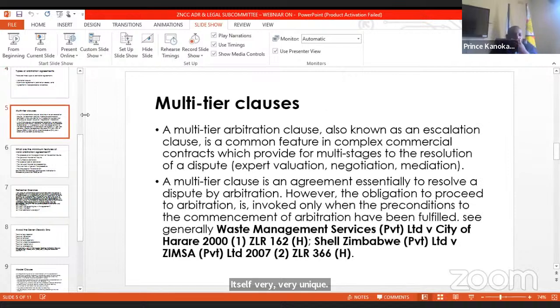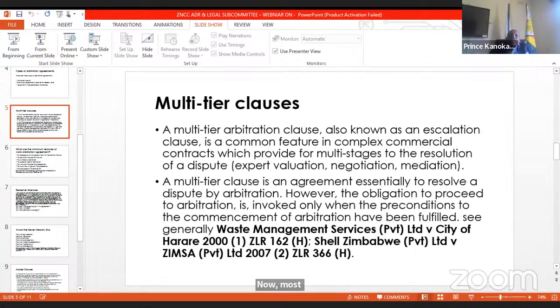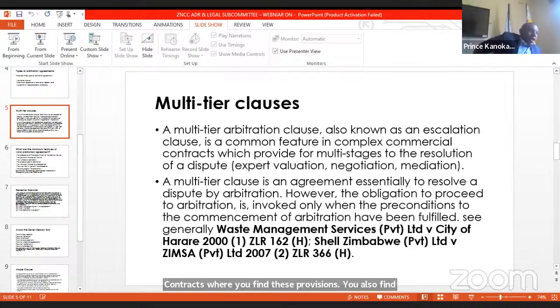Now, I want us to talk about what are known as multi-tier clauses, because they also fall under arbitration agreements, so that we can just have an appreciation of this. Now, most contracts you'll find that they may provide for multi-tier clauses. Again, you'll find these in most construction and engineering related contracts where you'll find these provisions. You also find these if you're dealing with municipalities, local boards, or urban councils, and things like that.